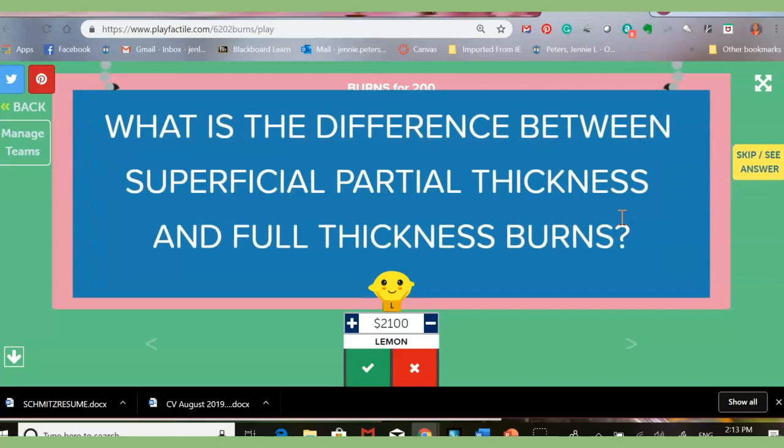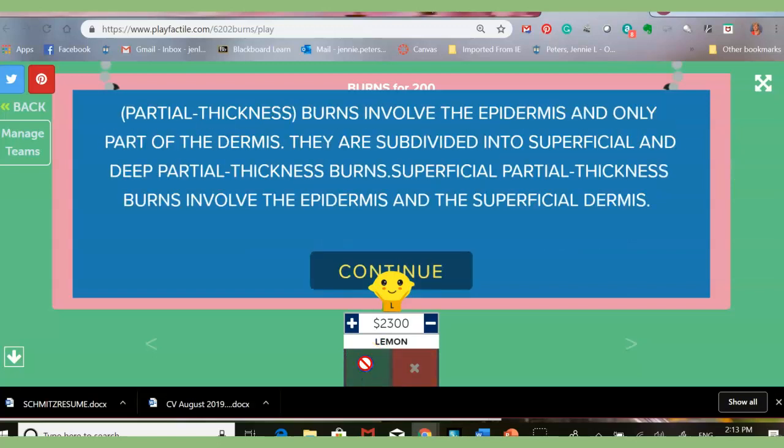So what's the difference between a superficial partial thickness and full thickness burns? Partial thickness involves the epidermis and only part of the dermis, and I know we just talked about this too. They are subdivided into superficial and deep partial thickness burns. All right.